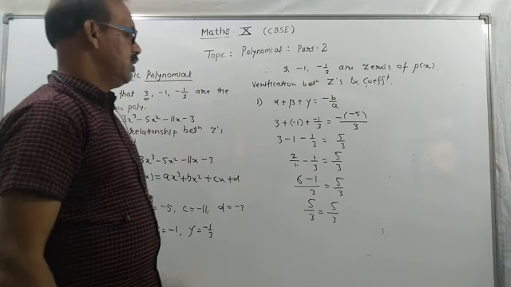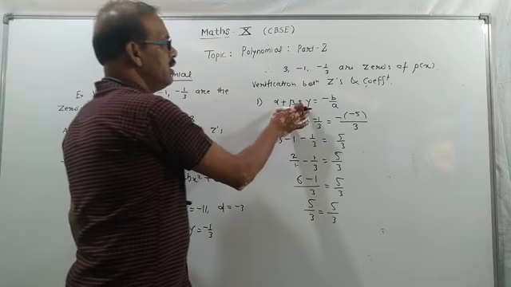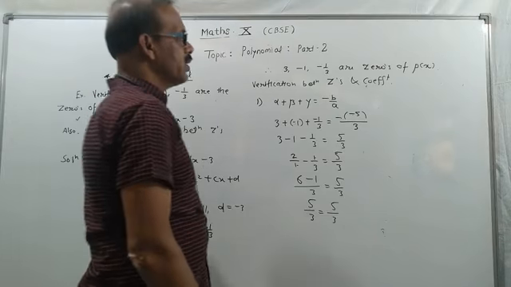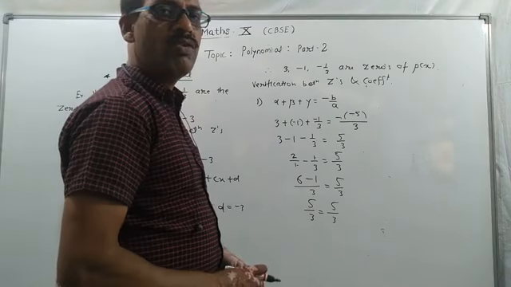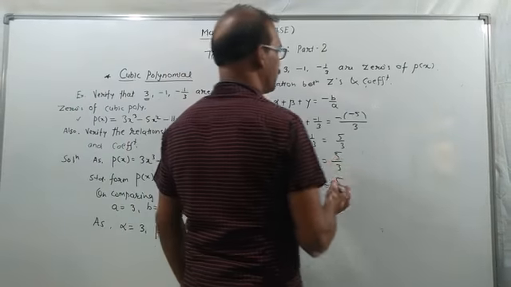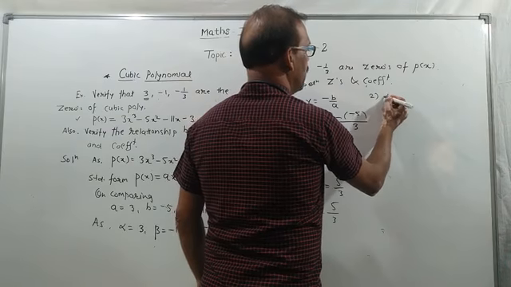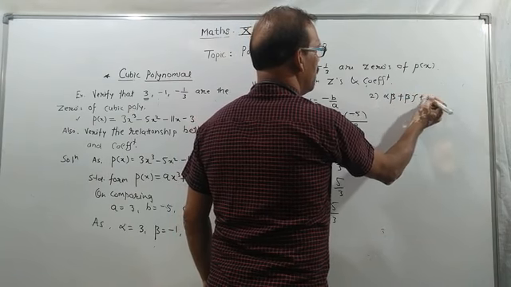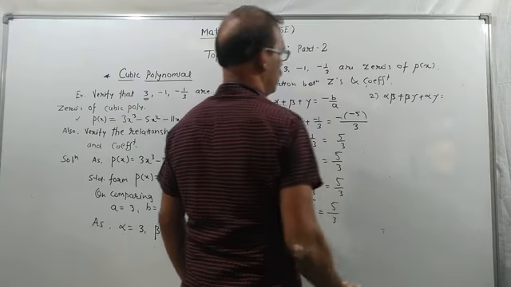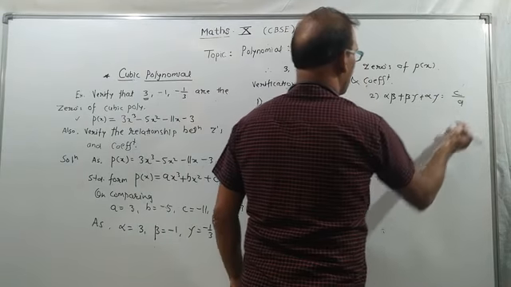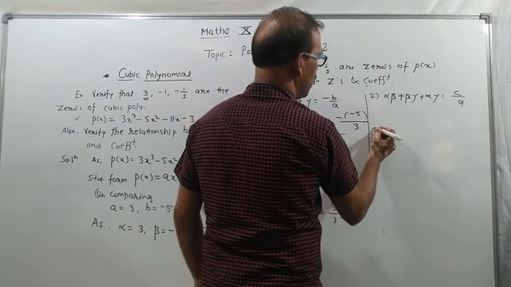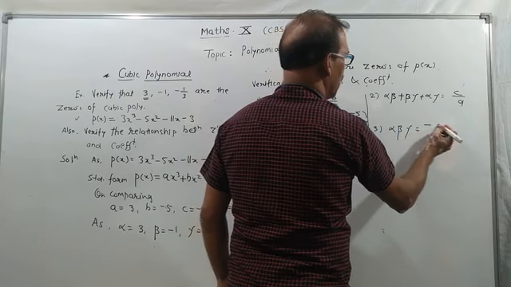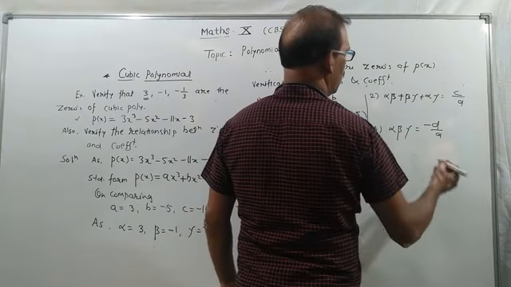Hence it is verified, the relationship between zeros and coefficients. This is the first relationship between zeros and coefficients. The next relationship is homework for you. The second relationship between zeros and coefficients is given by alpha beta plus beta gamma plus alpha gamma is equal to c upon a. And the third relationship is given by the product alpha beta gamma is equal to minus d upon a. These two are homework for you.